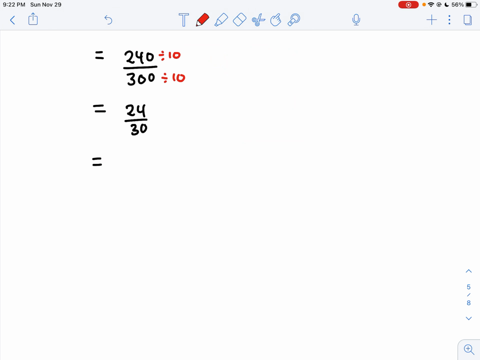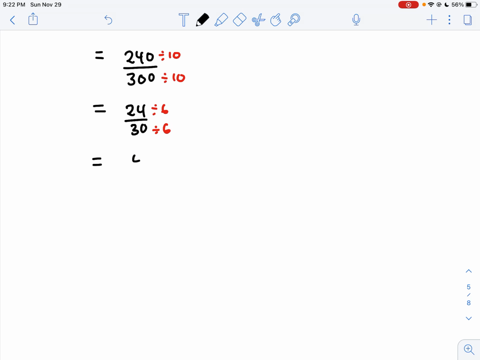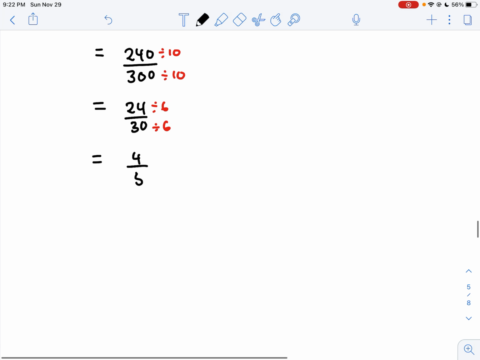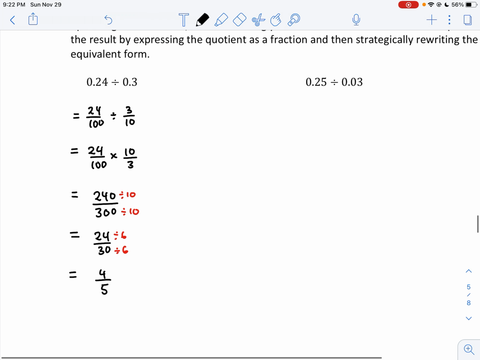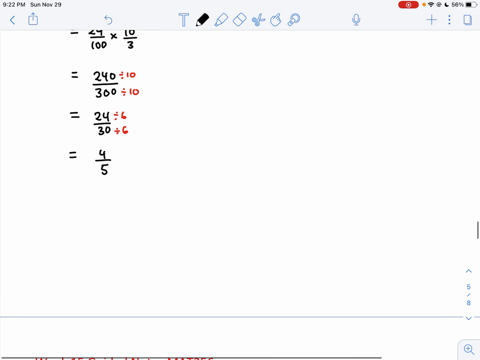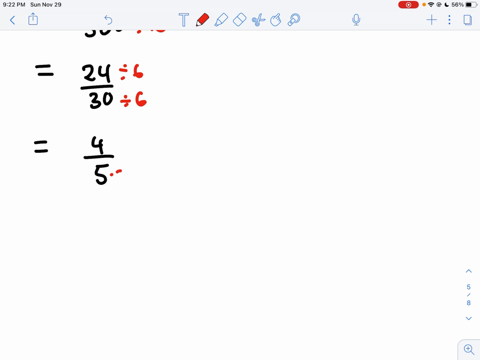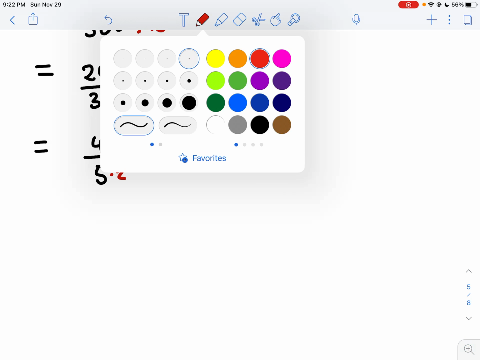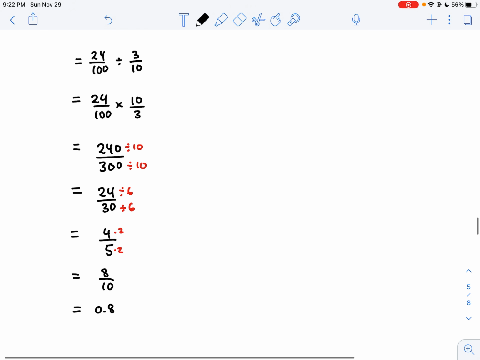And I say, oh, I could have gone even further. Divide top and bottom by 6. 24 divided by 6 is 4, and 30 divided by 6 is 5, so we get 4/5 in the end. Now, 4/5 is what decimal? Well, in order to convert this to a decimal, let's get 5 back up to a power of 10, so I'm going to double the 5 and double the 4, and that gives me 8 tenths, which in decimal form is 0.8.